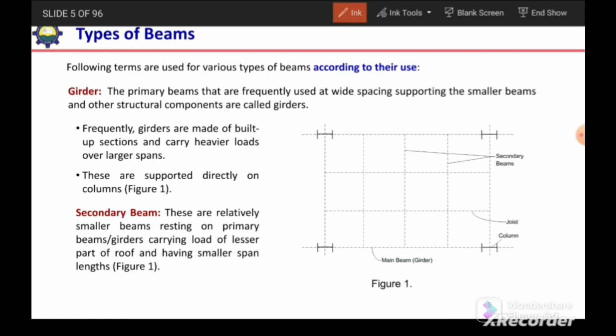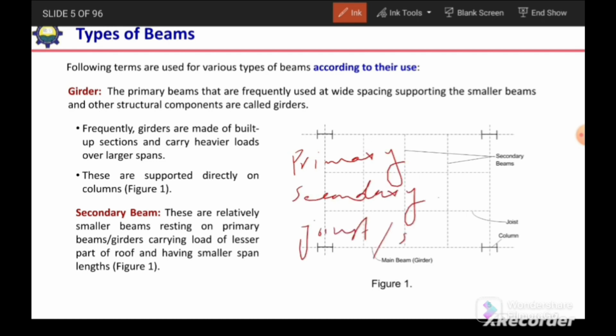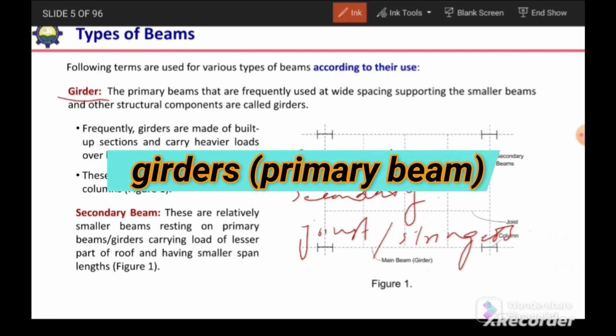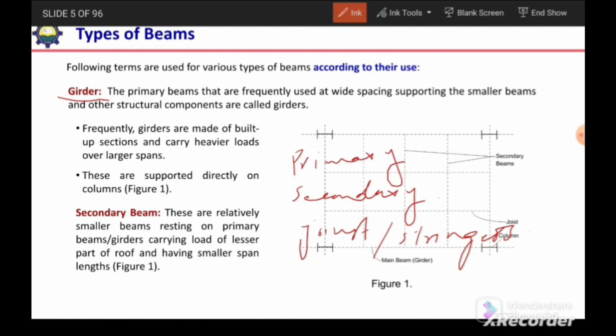Types of beams. We have mainly three types of beam: primary beam, secondary beam, and joists or stringers. The primary beams, which are also termed as girders (in case of steel we term it as girder), are frequently used at wide spacing, supporting the smaller beams and other structural components. These run between the columns, column to column, and they support the secondary beams or some other structural elements.